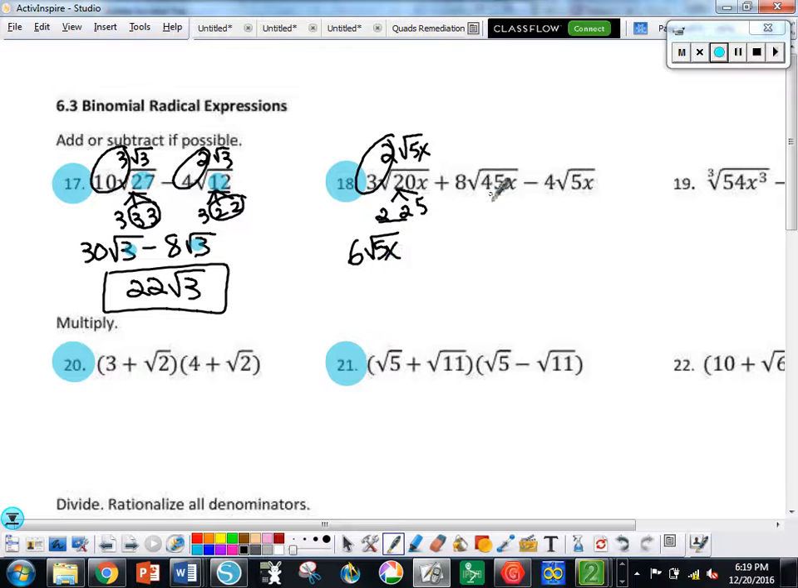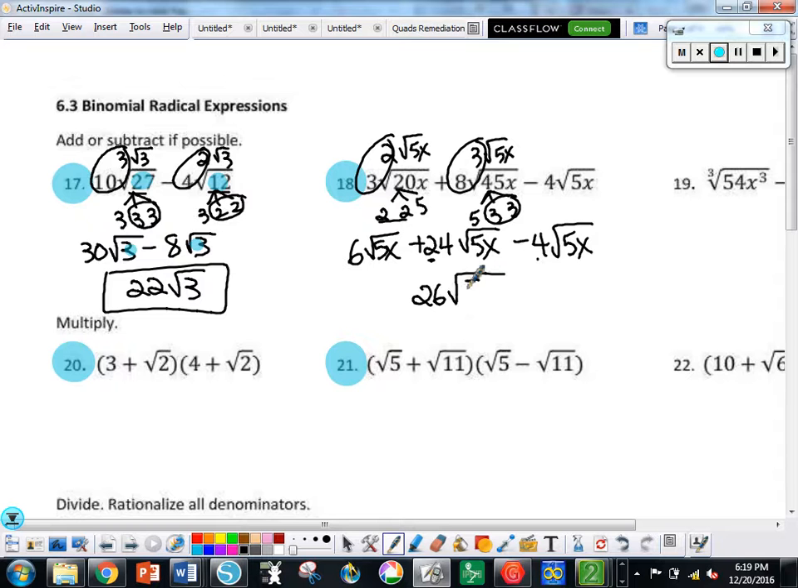What about here? The 45 is 5 times 9, and 9 is 3 times 3. So this is 3 square root 5x. Combine those. And the last one doesn't reduce. So when we add these all together, I've got 6 and 24 make a 30, minus 4 is 26 square root 5x.